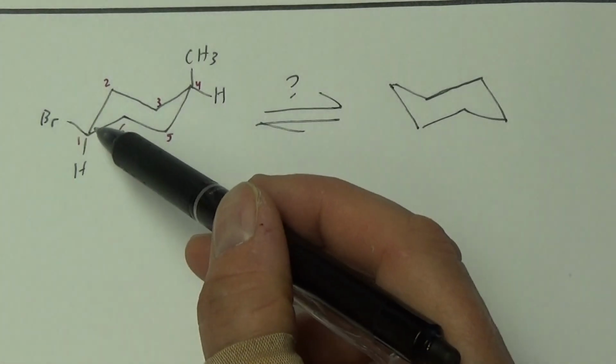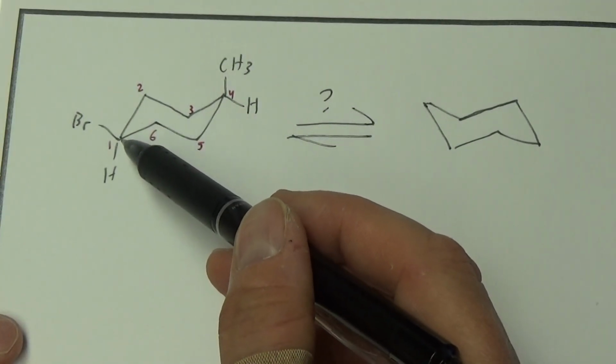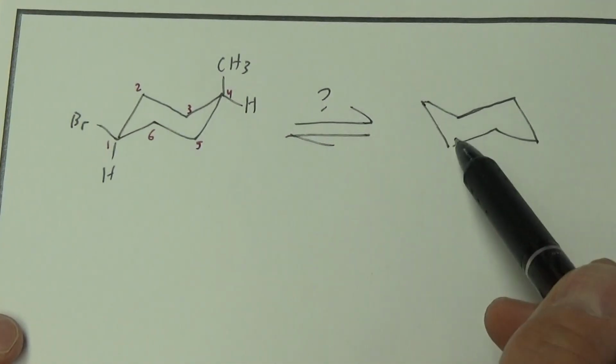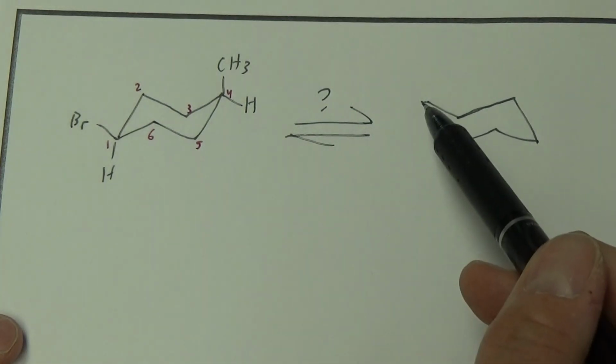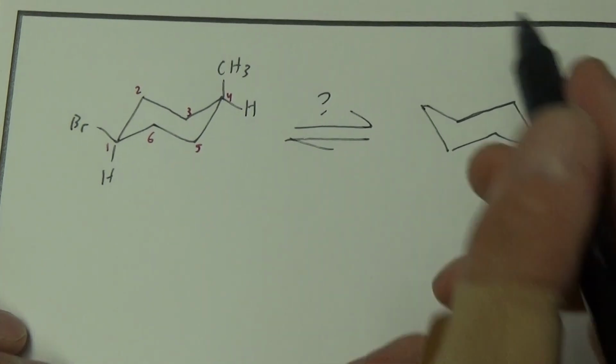And where is the Br going to go? It can't go there. If it goes here, it cannot be there. It's got to be there or there. So I'm going to put it up there. Up in equatorial to up in axial.